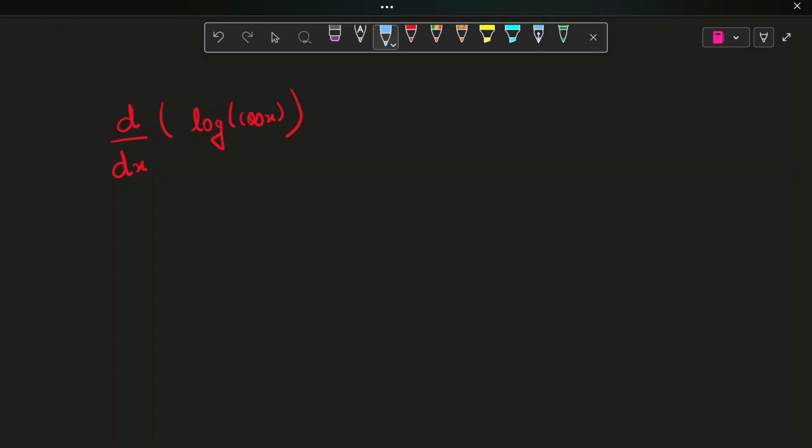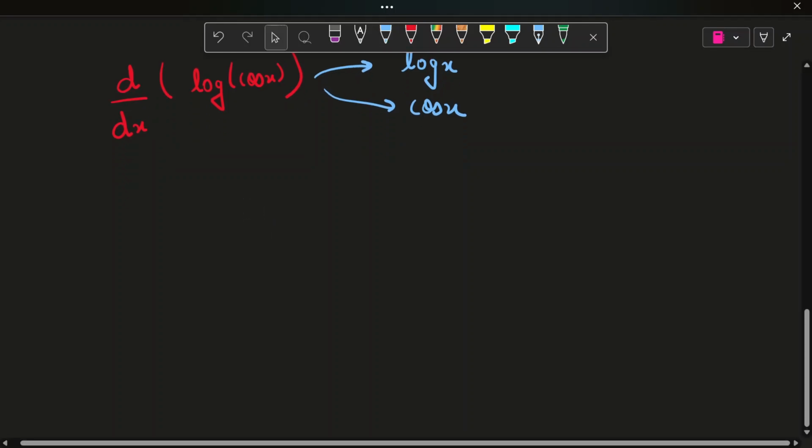Hey guys, so in this question we have been asked to differentiate this function, which is d by dx of log of cos x. Now in this case we also have two functions. One function is log x and the other function is cos x. There are two functions here, so we'll have to apply the chain rule once again.